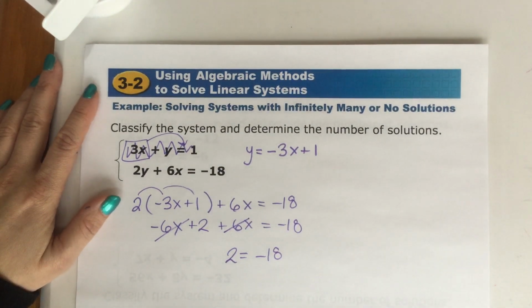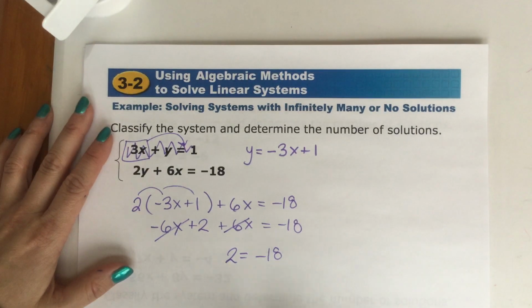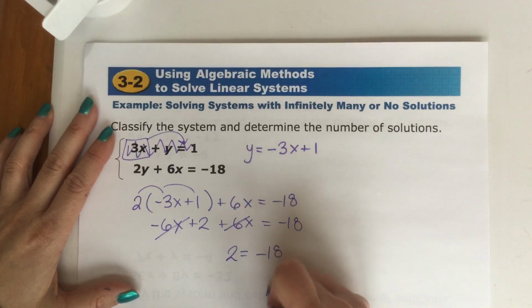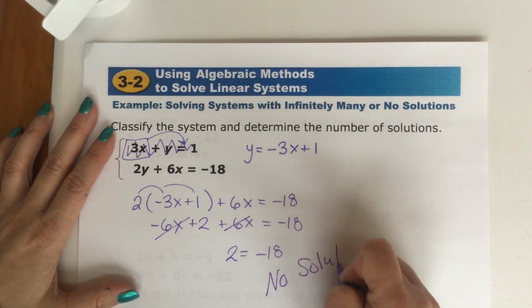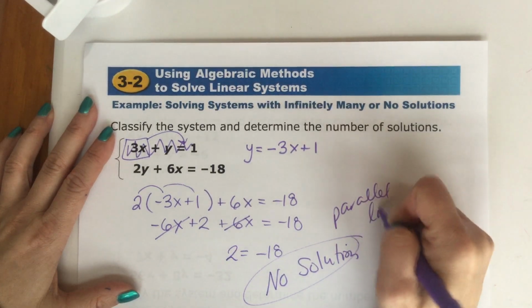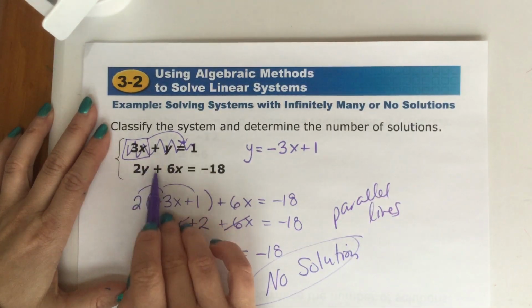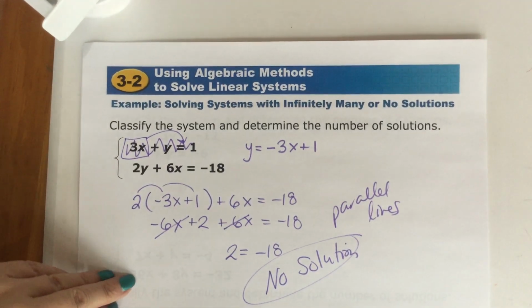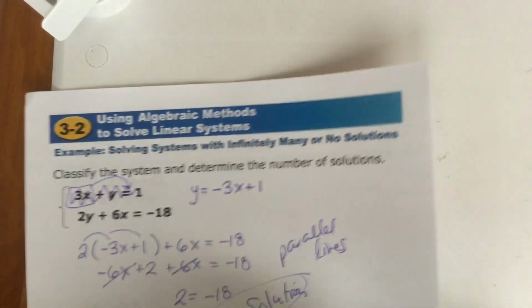So you ask yourself, all right, when does 2 equal negative 18? Never. So that means that these lines will never meet, so there is no solution. These are parallel lines. If you graphed those two things on a coordinate plane, you would have parallel lines. Let's keep on going.